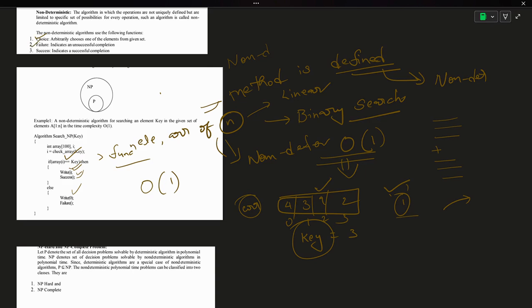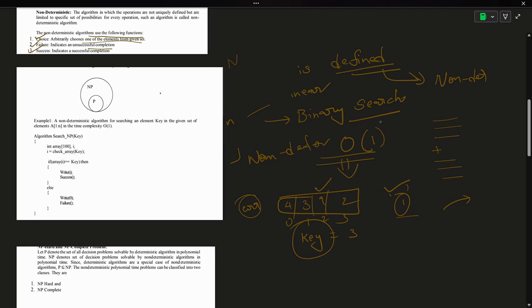Write, success, failure are three important terms. The non-deterministic algorithm uses the three following functions. Choice arbitrarily chooses one element from the set. Failure indicates an unsuccessful completion. The successful completion of a non-deterministic algorithm makes it deterministic. Remember this point. Now let's understand what this diagram depicts.